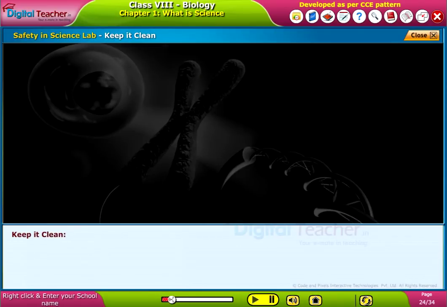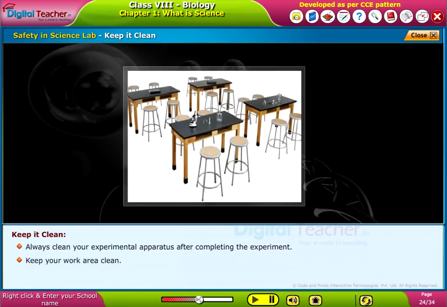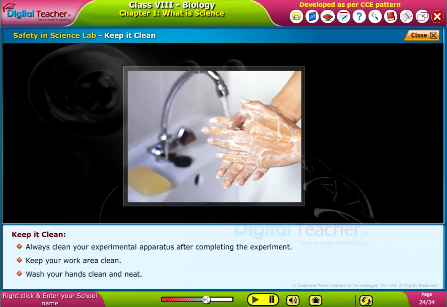Keep it clean. Always clean your experimental apparatus after completing the experiment. Keep your work area clean. Wash your hands clean and neat.